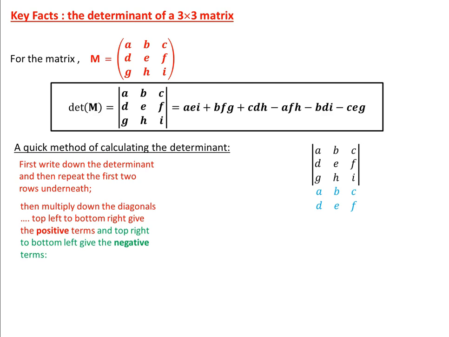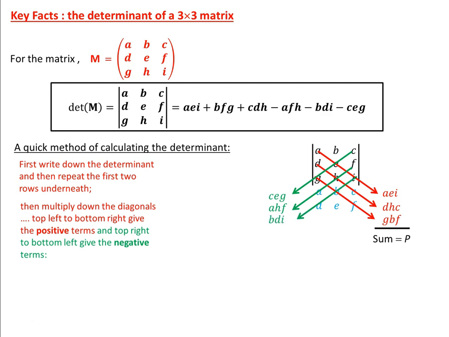So first of all, we do diagonals from left down to right. The first one is AEI, the second one is DHC, and the third one is GBF, and they're the three positive terms in the determinant. And then we do the same thing with the negative direction, or going from top right down to bottom left. So the first one is CEG, second one is AHF or FHA, and the third one is IBD. And those, of course, are the three negative terms in the determinant.